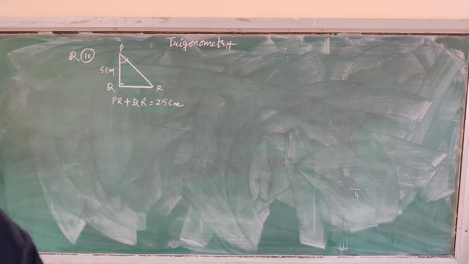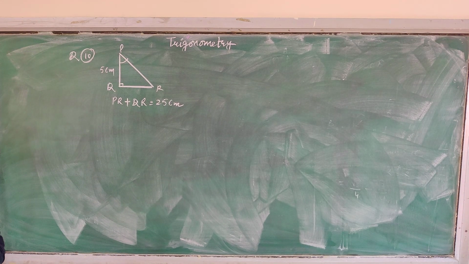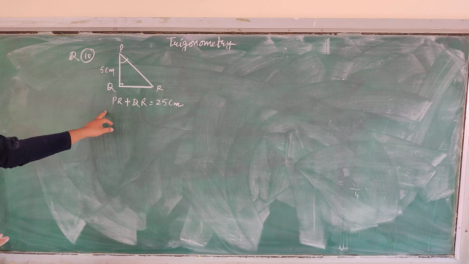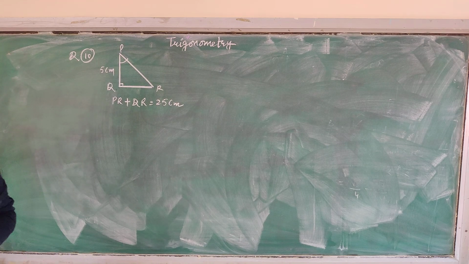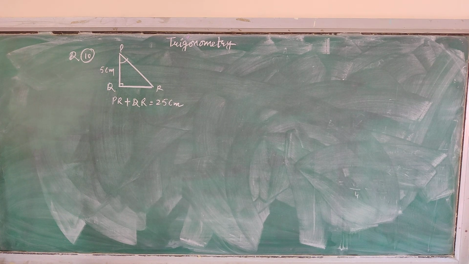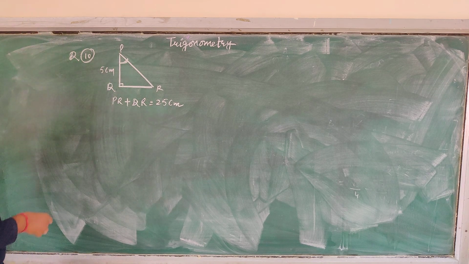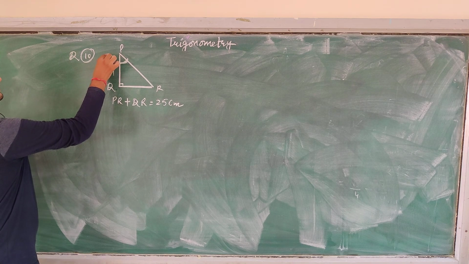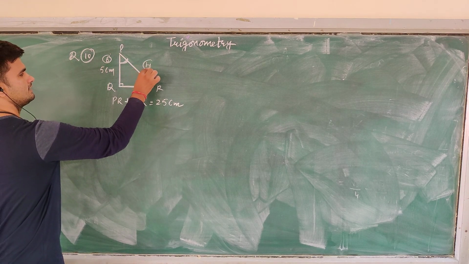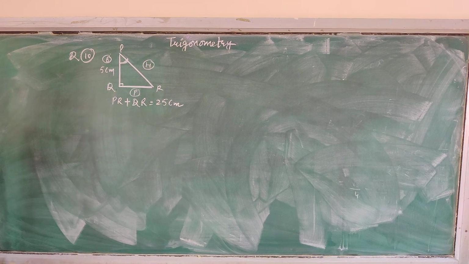Now come to 10th question, most important question of this exercise. In triangle PQR, right angle at Q, PR plus QR is equal to 25 cm and PQ is equal to 5 cm. Find sin P, cos P and tan P. It means angle is at point P. It means this PQ is base, PR greatest length hypotenuse, QR is perpendicular.